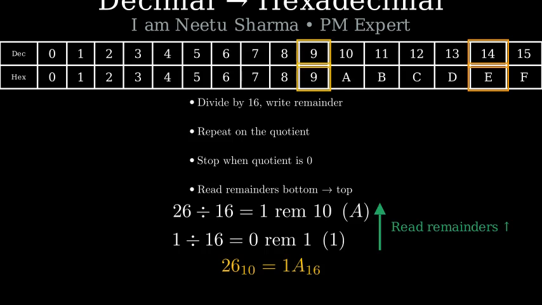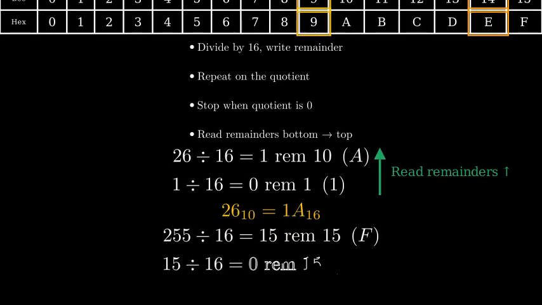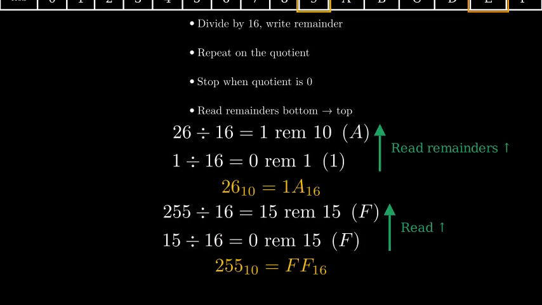Example 2. Convert 255 to hex. 255 divided by 16 is 15 with remainder 15, which is F. 15 divided by 16 is 0 with remainder 15, which is F. Read the remainders bottom to top, F then F. So 255 base 10 equals FF base 16.